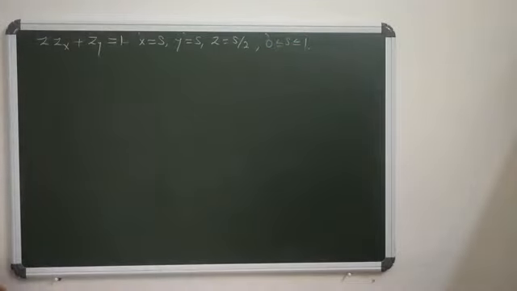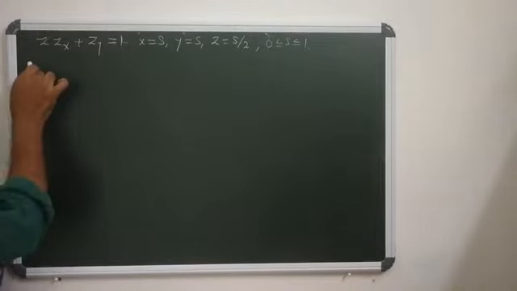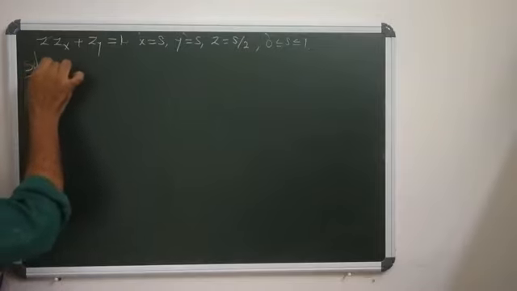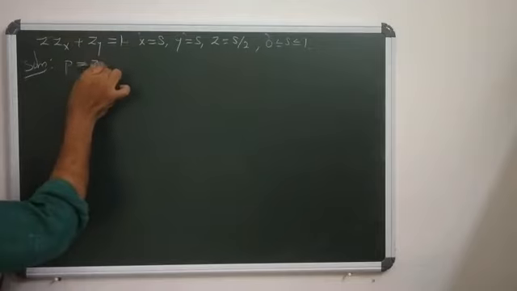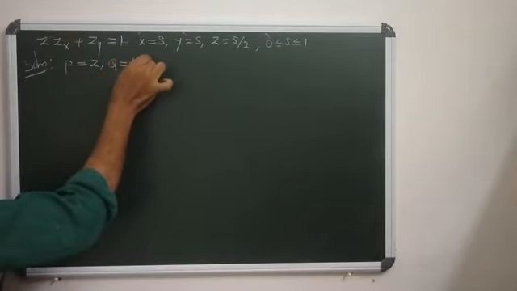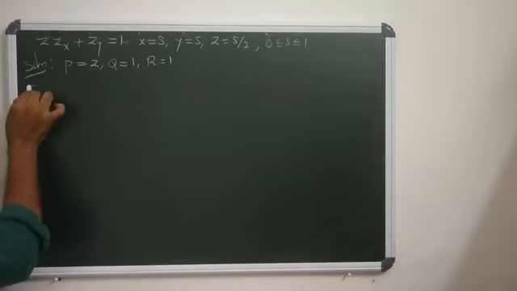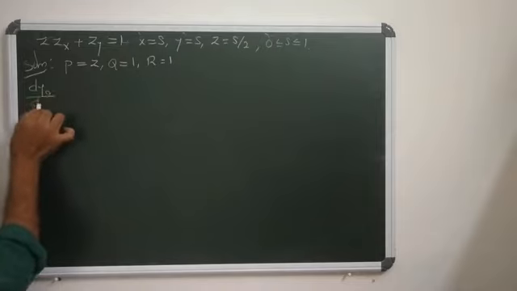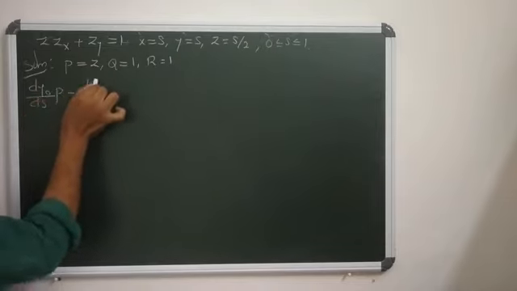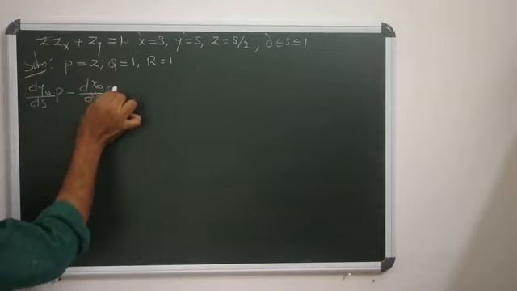In order to solve this quasi-linear equation, first we have to compare this equation with the standard quasi-linear equation. So by comparing, what do we get? When you compare with the standard quasi-linear equation, we have P = z, Q = 1 and R = 1. So we know that the quasi-linear equation has a solution only when (dy0/ds)·P − (dx0/ds)·Q differs from 0.